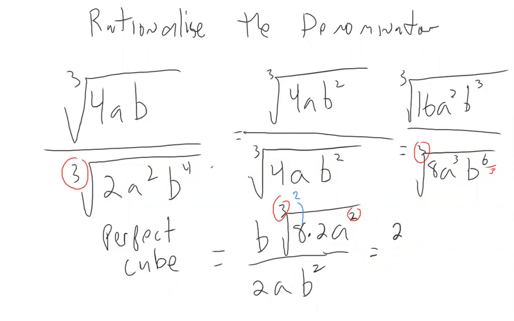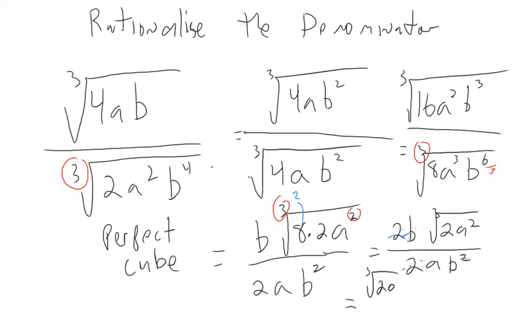So I now have 2b cube root of 2a squared all over 2ab squared. Now I can simplify. This 2 and this 2 cancel. This b and one of the b's cancel, so I have just a b in the bottom. So my final answer to this whole ugly process is the cube root of 2a squared all over ab.